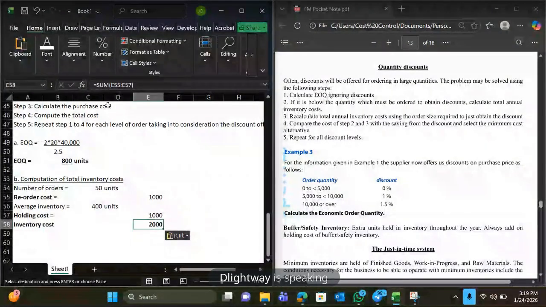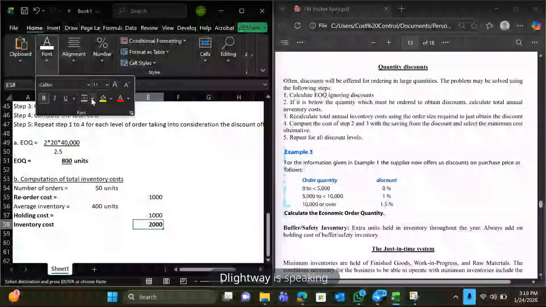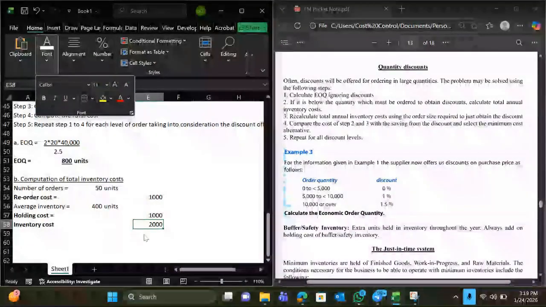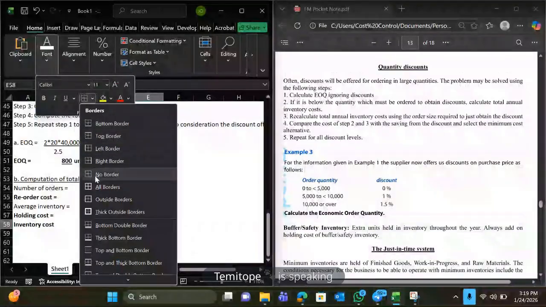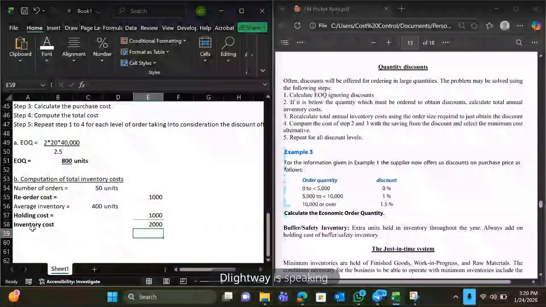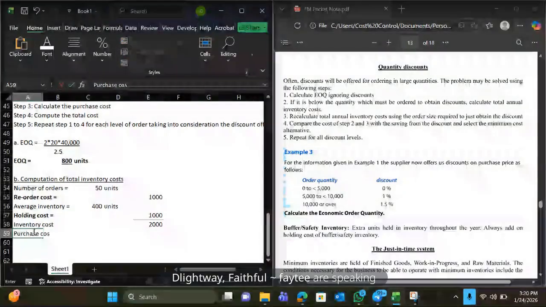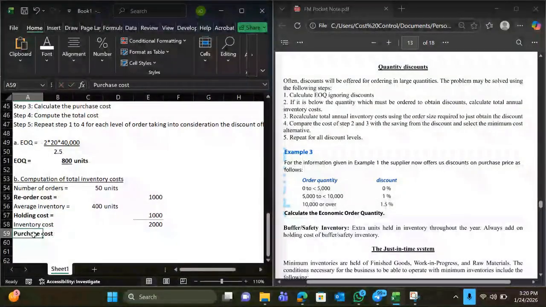Instead of closing the bracket sign, can we still see my screen, please? Yes, all right, thank you. So instead of closing this, we'd have to close it. So we'll just go directly to purchase cost. Thank you, Olandi.